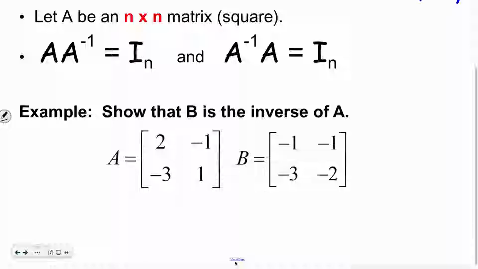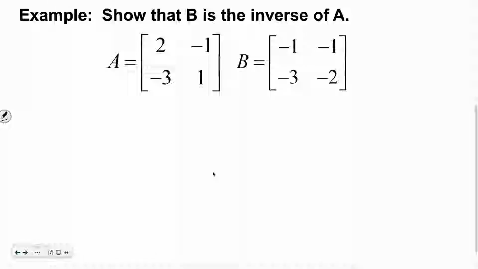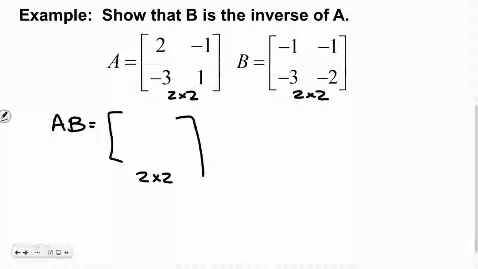Okay. So let's do it. Let's multiply them. I'm going to do A times B. Now this is 2 by 2 times a 2 by 2, so my answer is going to be another 2 by 2. I'm going to take that first row in A and multiply it by my first column in B. So 2 times -1 is -2, plus -1 times -3, that's +3. -2 plus 3 is 1.